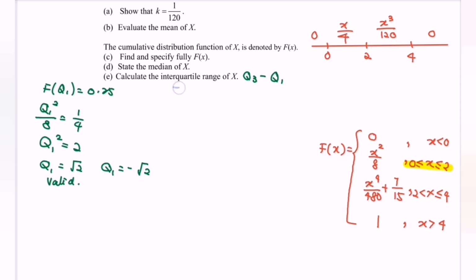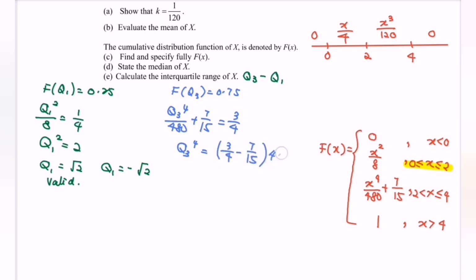Continue. Find the Q3. Q3 is equal to 0.75. As we all know, previously we have x squared over 8. If we substitute 2, we will have the answer 1 over 2, which is equal to 0.5. So in order to find the 0.75, we must make use of the third function. Q3 to the power 4 over 480 plus 7 over 15 is equal to 3 over 4. I'll rewrite the situation. Q3 to the power 4 is equal to 3 over 4 minus 7 over 15, multiplied with 480. So Q3 to the power 4 is equal to 136. So for this part, the Q3 is equal to the fourth root of 136. So we will have the answer 3.415.